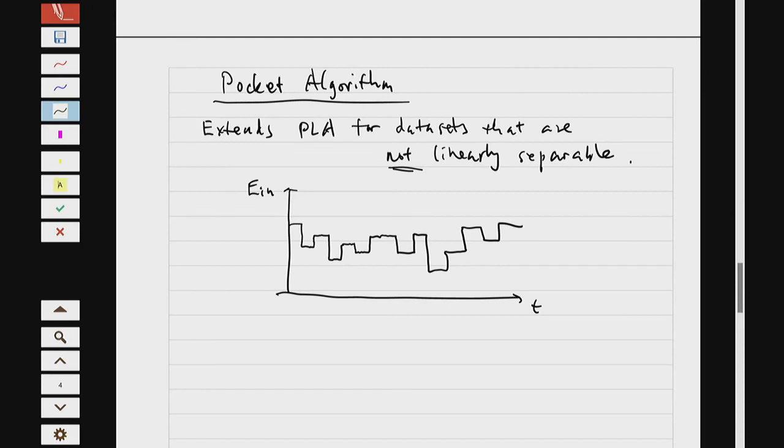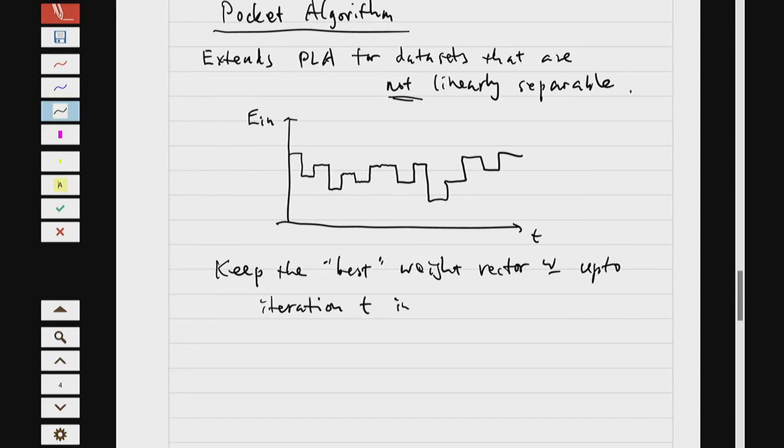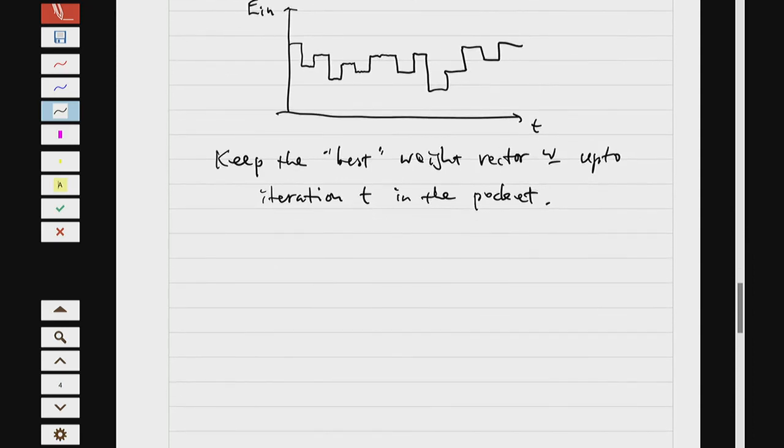Okay, all right. So keep the best weight vector or solution, let's say W, up to iteration T in the pocket. That's why it's called the pocket algorithm. Almost kind of trivial solution, right?